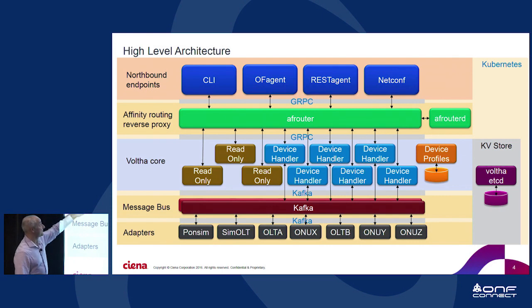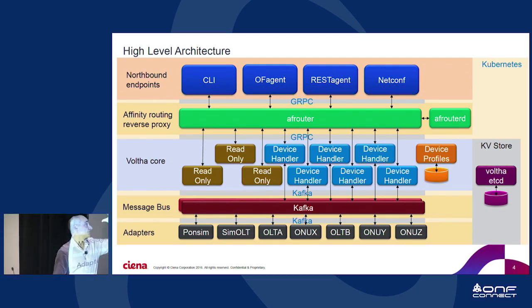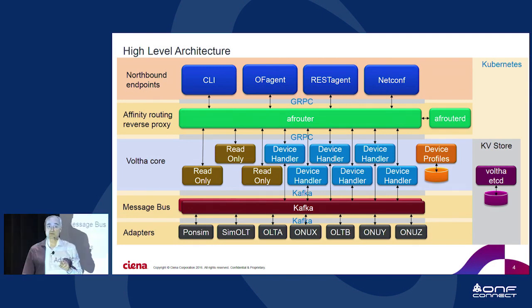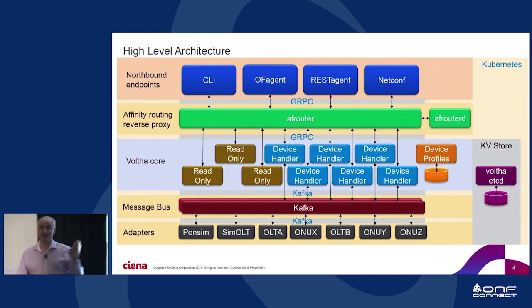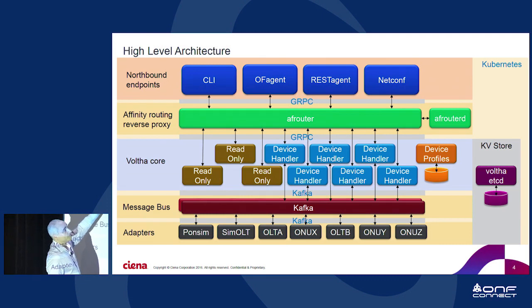Finally, the third major change that we've made is that the core components have been split now into a read-write component, the device handler, and a read-only component. The device handlers and the read-only components are all written in Go. So there's no more Python in the core components. In fact, the Affinity Router is also written in Go.